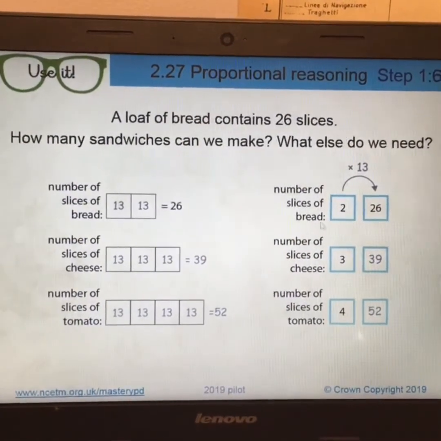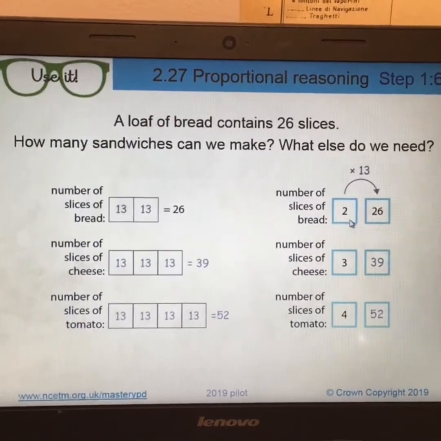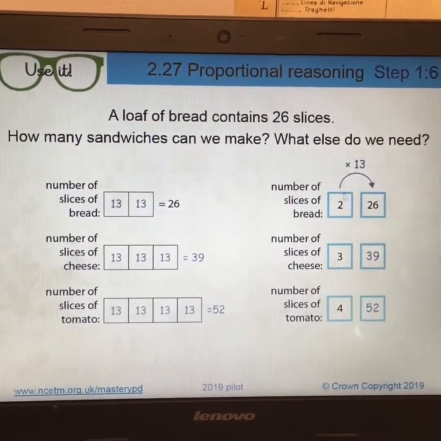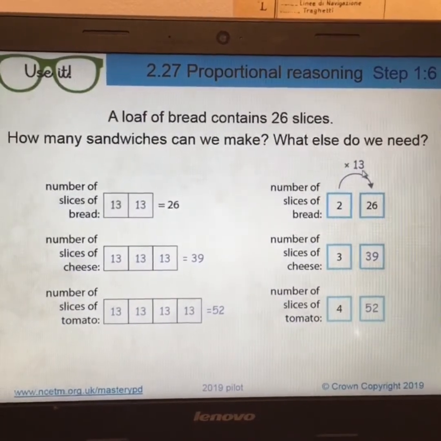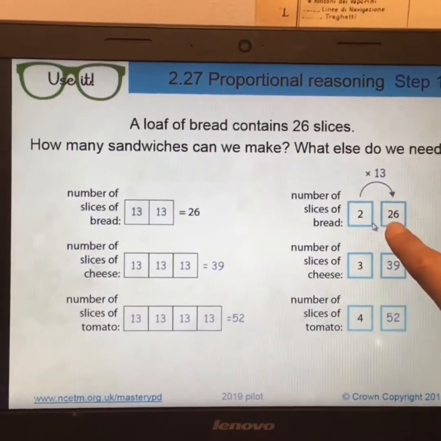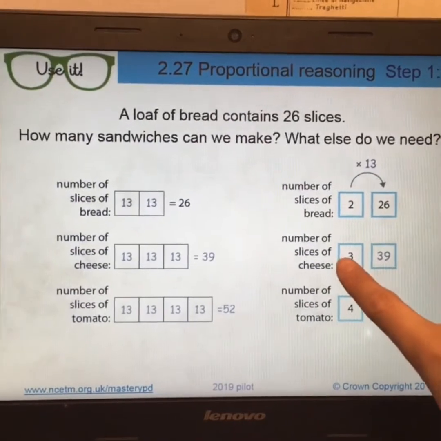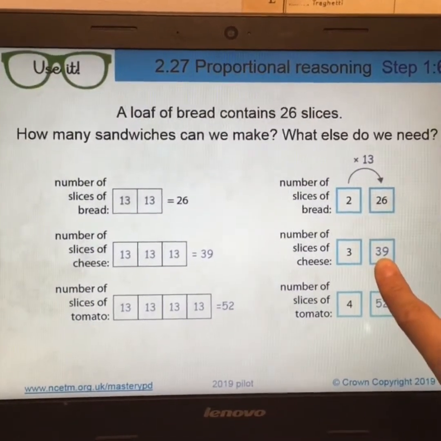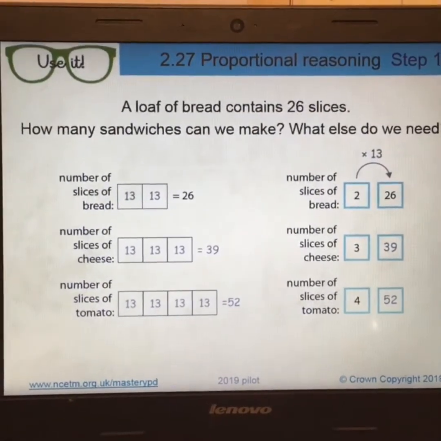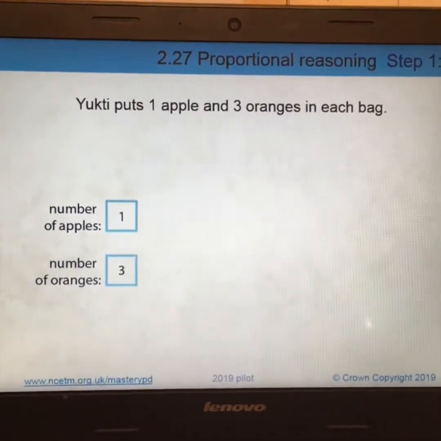Well, if we've got 26 slices and you need 2 slices for 1 sandwich, you're going to make 13 sandwiches because 26 divided by 2 is 13, or 2 times 13 is 26. So 26 slices can make 13 sandwiches. So then you need to times 3 by 13, which is 39 slices of cheese, and 4 times 13, which is 52 slices of tomato. Right, next one then.